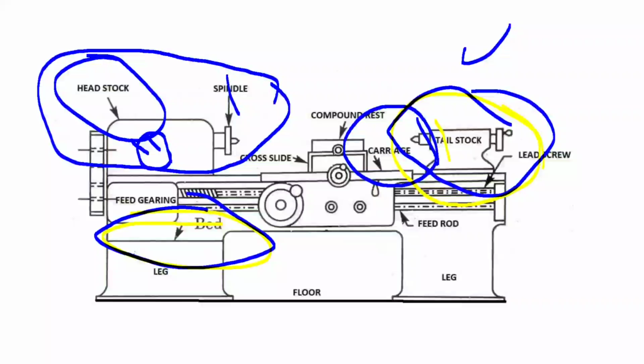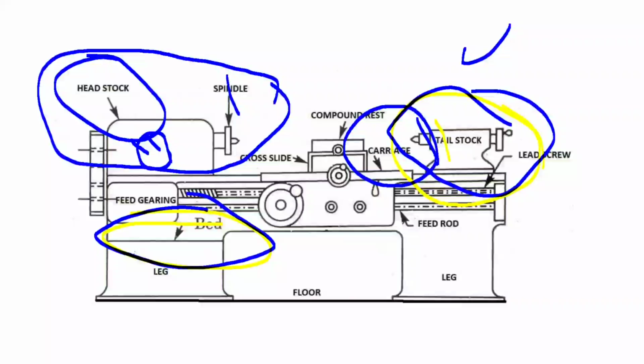The lathe carriage is used for supporting, guiding and feeding the tool against the workpiece during the operation of the lathe. It consists of the following parts. So see, what is the function of the lathe carriage? It is used for supporting, then guiding, feeding the tool against the workpiece. So these are the three main functions of the carriage.